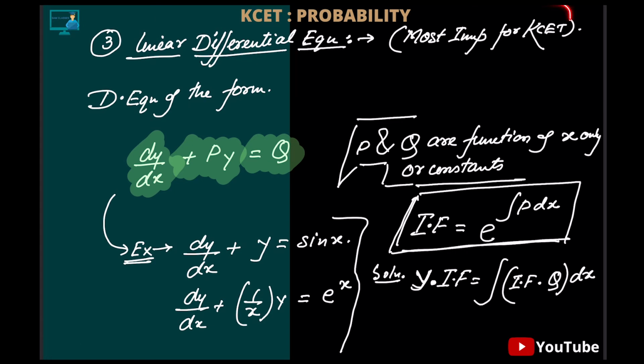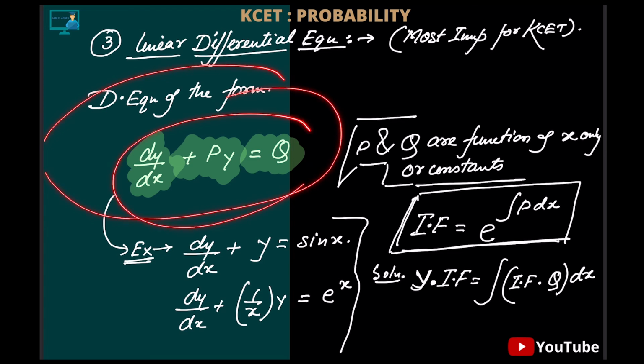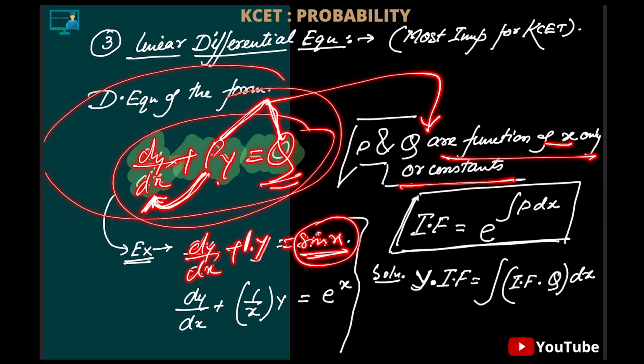Most of the questions are always asked from this topic, linear differential equation. Now what about linear differential equation? It will always be of the form dy by dx plus p into y is equal to q. Students should understand that p and q are either functions of x, or they can be constants. So in the first example, dy by dx plus y is equal to sin x. See, sin x is a function of x, and for y, 1 is there. So 1 is a constant, so that is a linear differential equation.